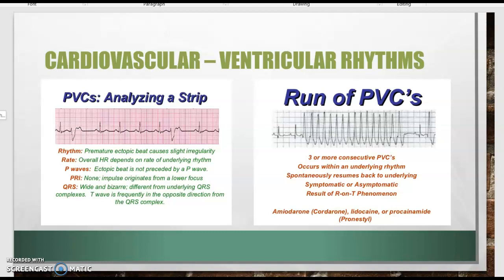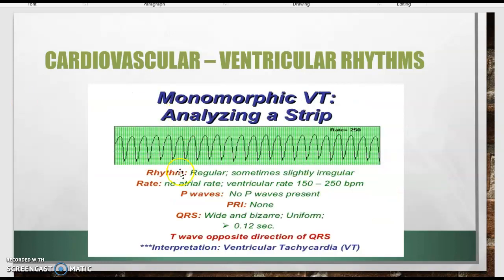Now we're going to go and look at V-tach. Okay, and specifically here we have monomorphic V-tach, and mono means one, so they all look the same. Okay, they're uniform. All these QRS complexes look the same, and that is monomorphic. And again, since we are talking about a ventricular rhythm, we are looking at the QRS complex.